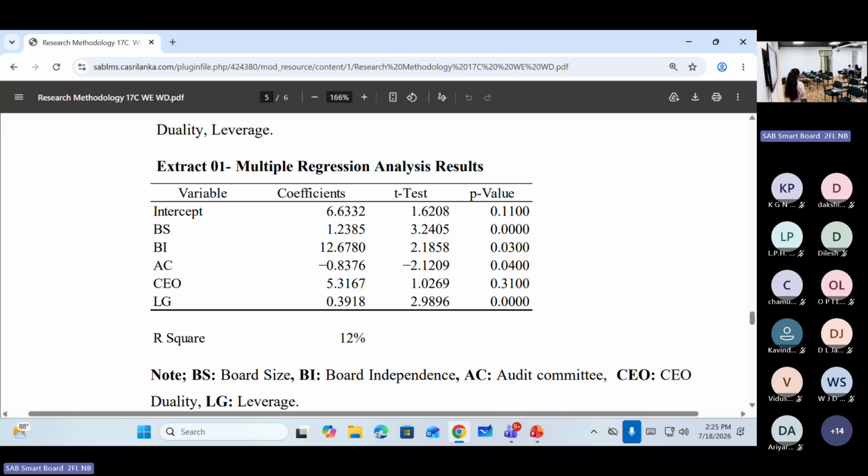CEO duality, is that less than 0.05? No, it's higher than 0.05. That means it is not creating any significant relationship or impact with financial performance. Last one, LG, leverage. Significant or not?